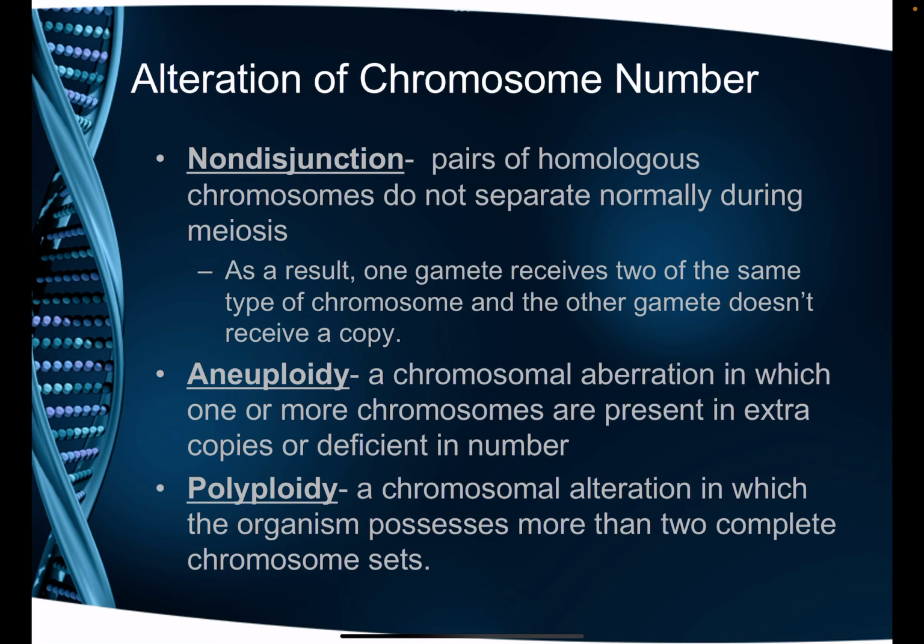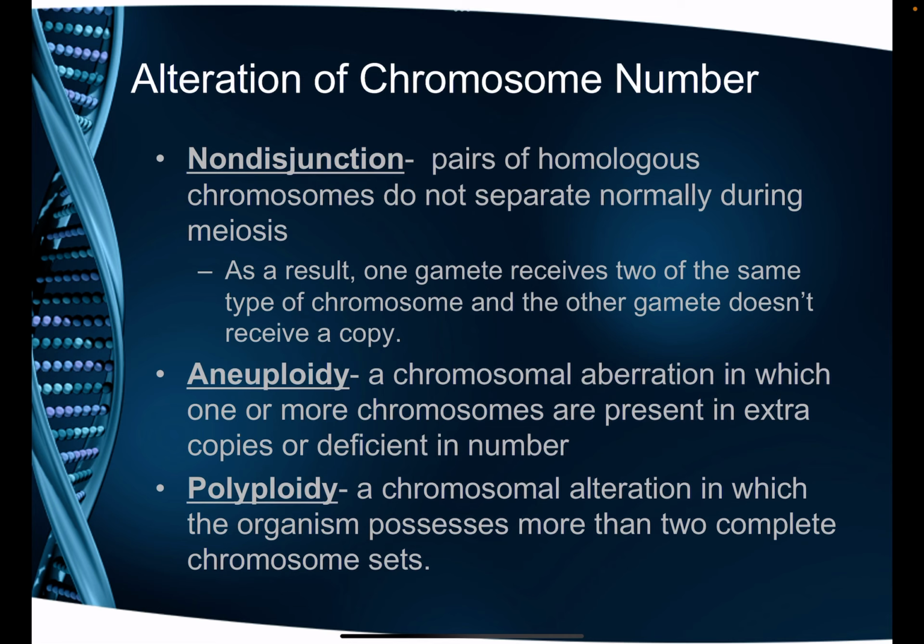Today we're going to talk about alteration of chromosome number, though. So sometimes you can look at a karyotype. Remember, a karyotype is the pictures of the chromosomes, and you can see an extra chromosome or a missing chromosome. Now, this can happen on an autosome. Remember, an autosome is one of the chromosomes, number 1 through 22, or it can happen on a sex chromosome, the X chromosome or the Y chromosome.